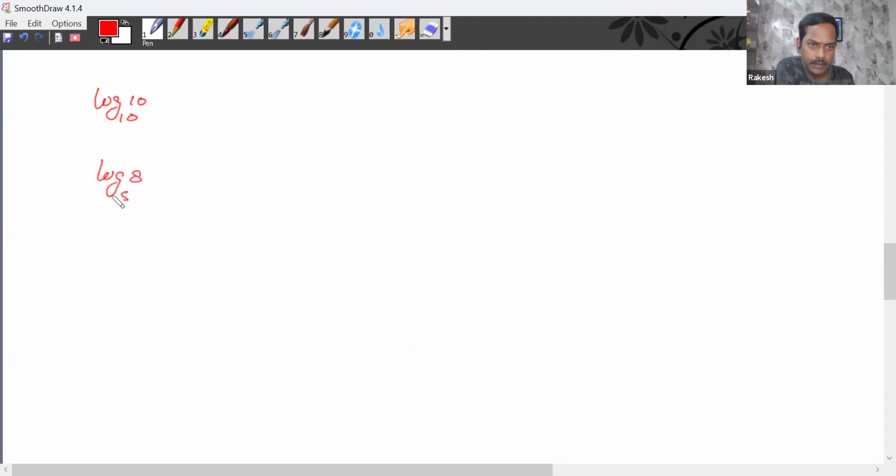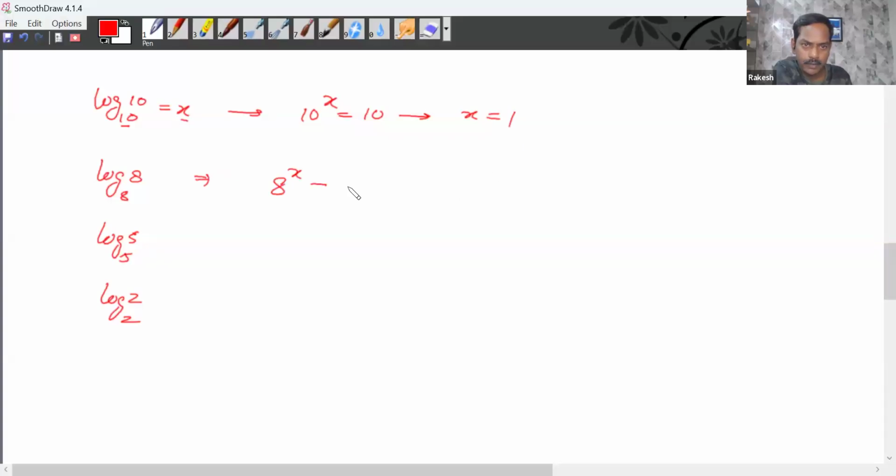Log of 8 with base 8. Log of 5 with base 5. Log of 2 with base 2. Again, let us assume it to be x. Then 10 to the power x should be equal to 10. So this will give me the value of x to be 1. 8 to the power x is equal to 8. Again, the value of x will be 1.